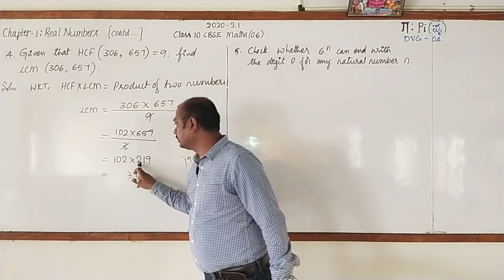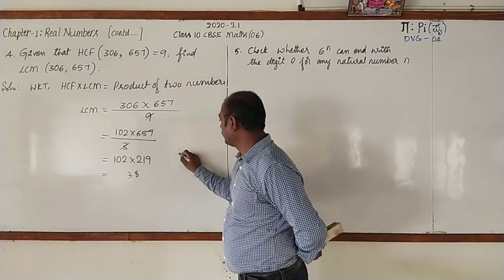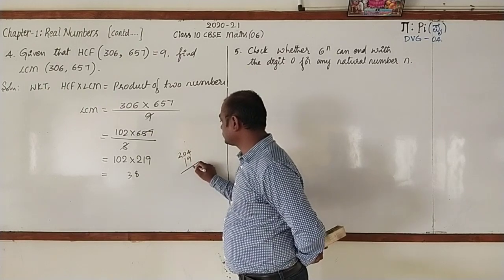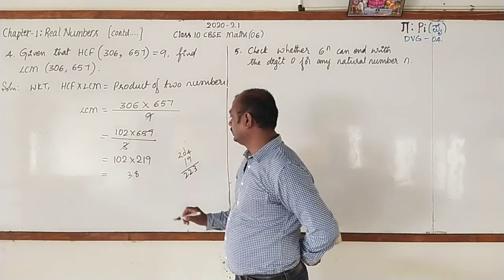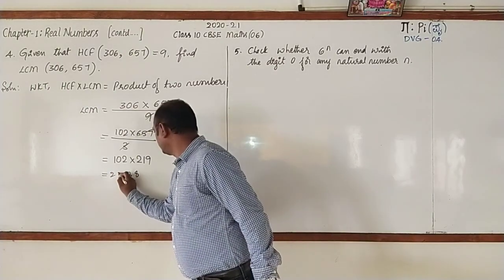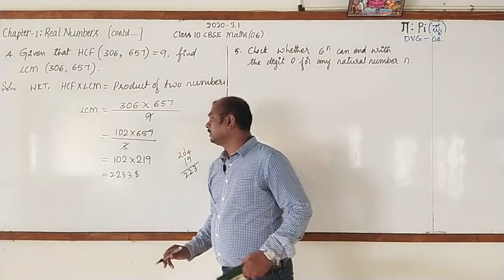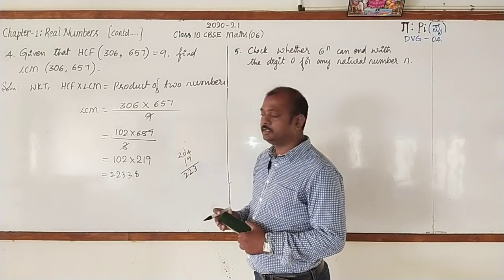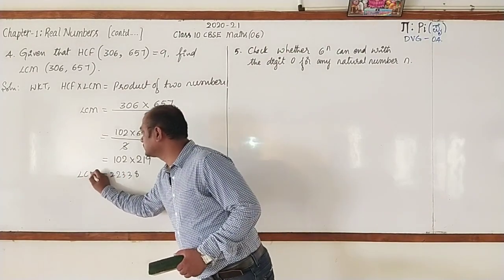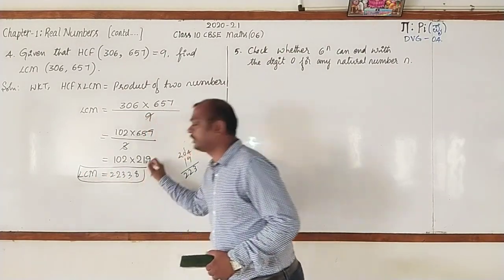Next, 102 2s are 204. Then 9 plus 4, 13, carry 1, 2, 2. It is 223. So 22,338. That is LCM. Clear now?